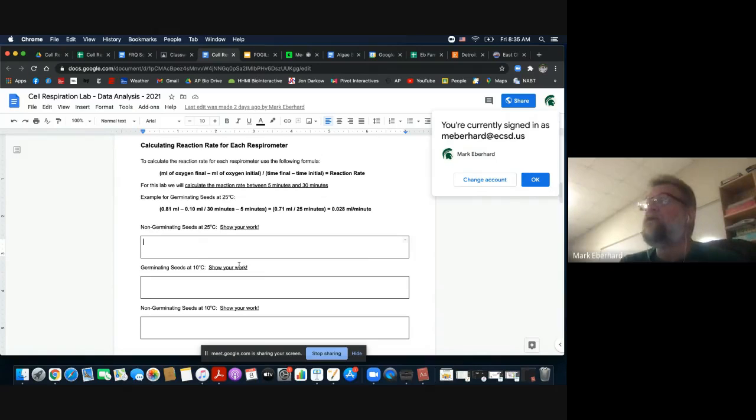All right, so I'm seeing 0.004 consistently. All right, so 0.004 makes some sense. So we can clearly see there's a difference between the non-germinating and the germinating. So I'm just going to put that in, 0.004 milliliters per minute, just so we can compare it. Throw it in, what did you get for 10 degrees for germinating?